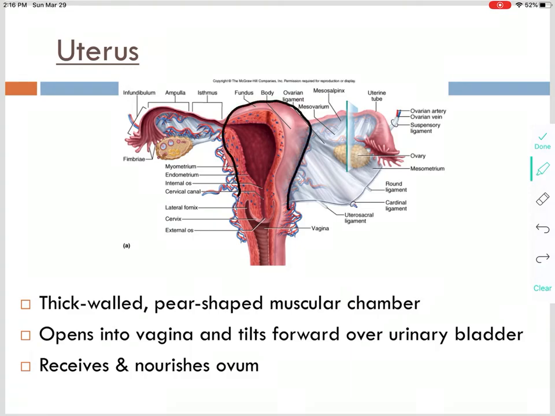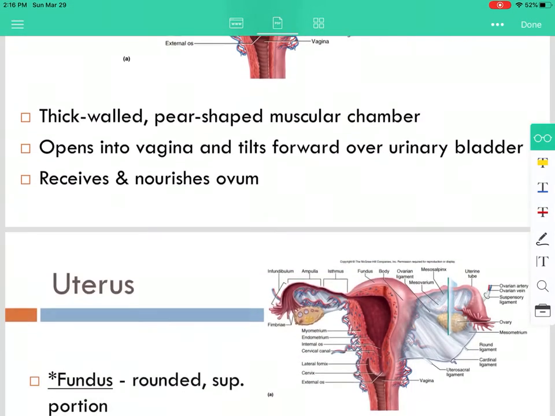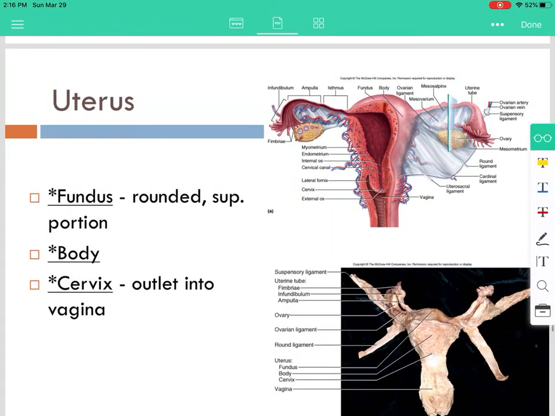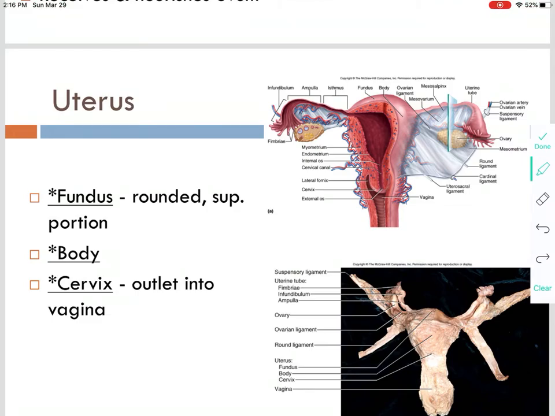The uterus is pear-shaped, this whole thing, uterus. This is what's going to receive the fertilized egg, and if the egg is fertilized, then the fertilized egg will implant on the inside lining of the uterus, and that's where the fetus will develop.